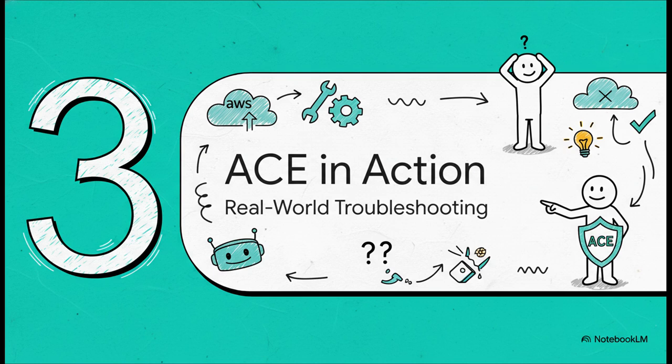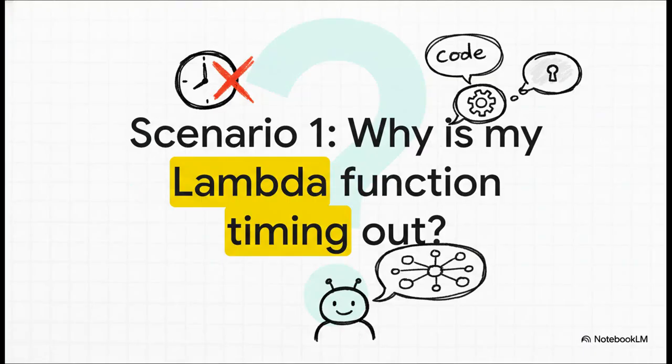How does Ace handle those common pull-your-hair-out problems that we all run into every single day? Let's start with an absolute classic. Your Lambda function is timing out. We've all been there. It's a pain to debug because the problem could be your code, your config, your permissions. Who knows? So you just ask Ace, hey, why is this specific function timing out?